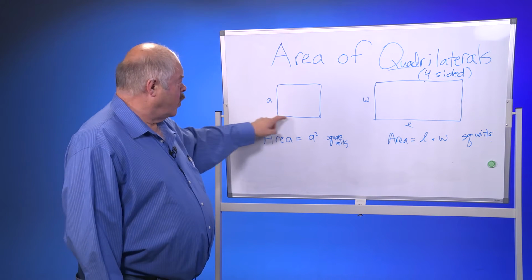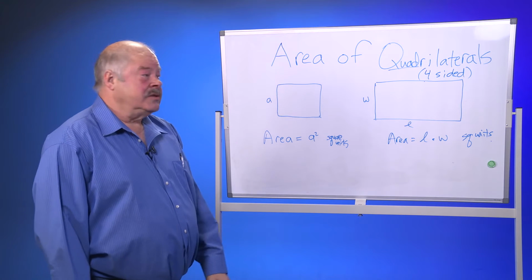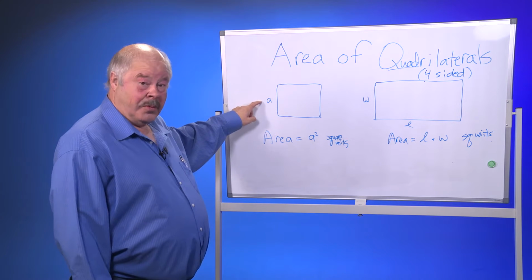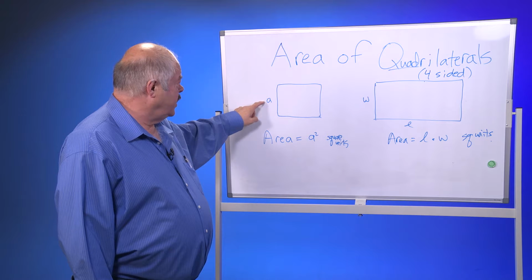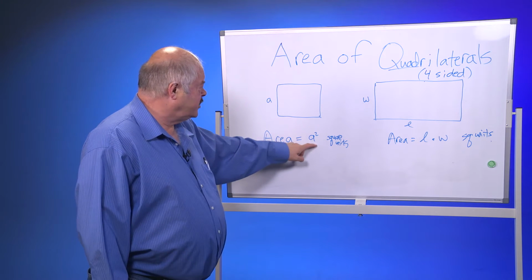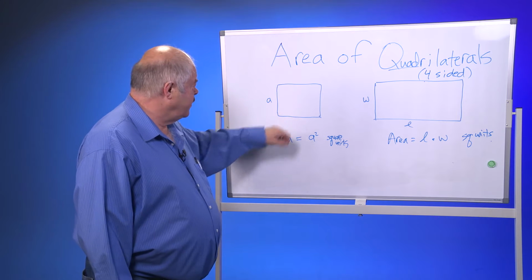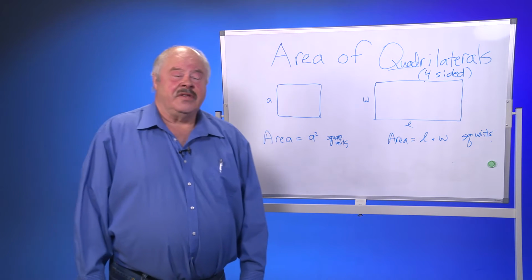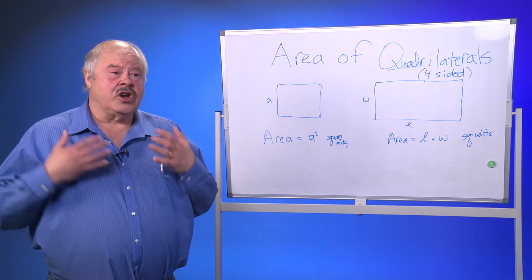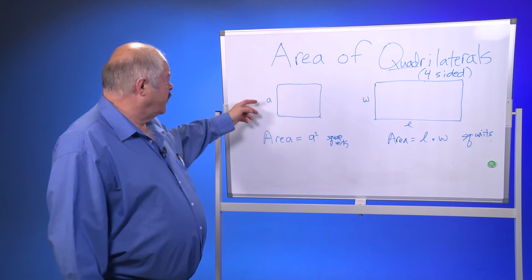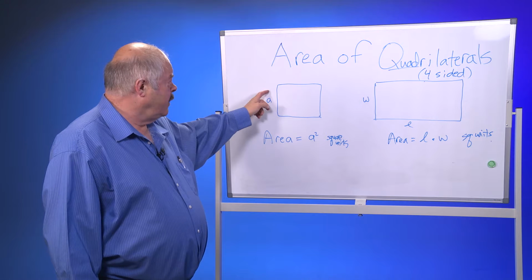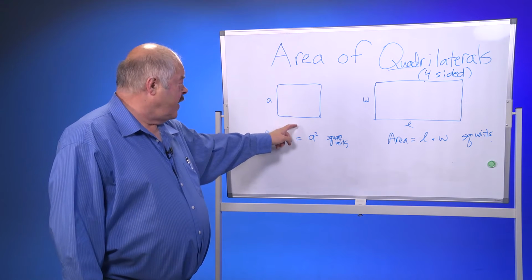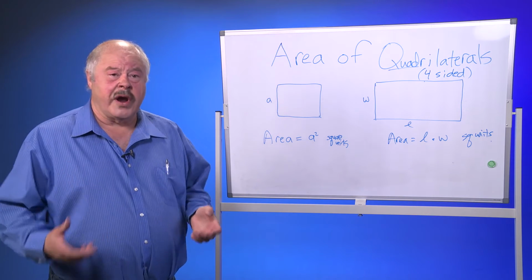Quadrilateral, square, four equal sides. Let's say the length of that side is A, representing a number. The area will be the formula A times A, or A squared. And remember that the answer for an area is always in square units. So for example, if A happened to be 4 feet, and this side down here is also 4 feet, that would be 16 square feet.